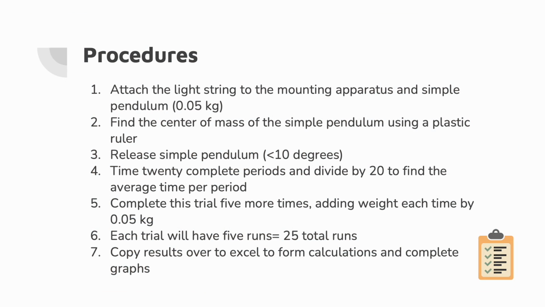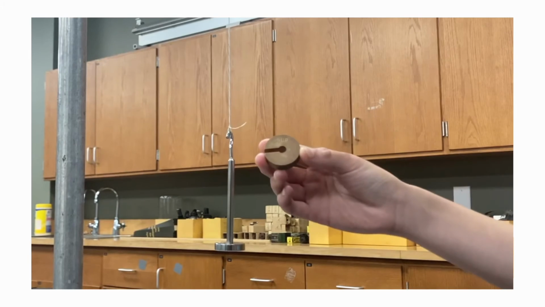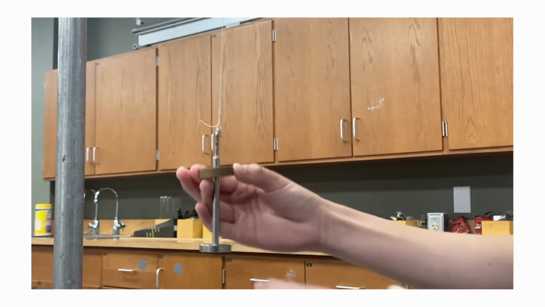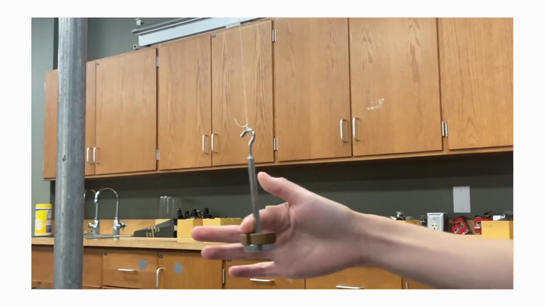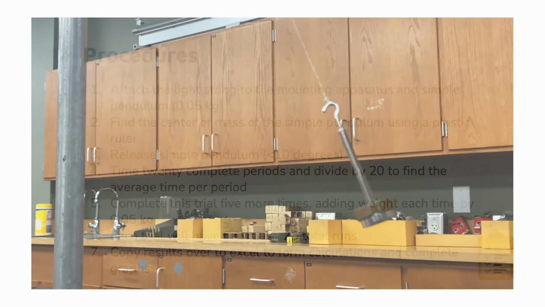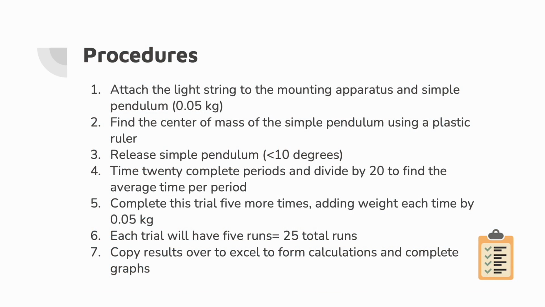Complete this trial 5 more times, adding weight each time by 0.05 kilograms. Each trial will have 5 runs for a total of 25 runs. Finally, copy the results over to Excel to form calculations and complete graphs.